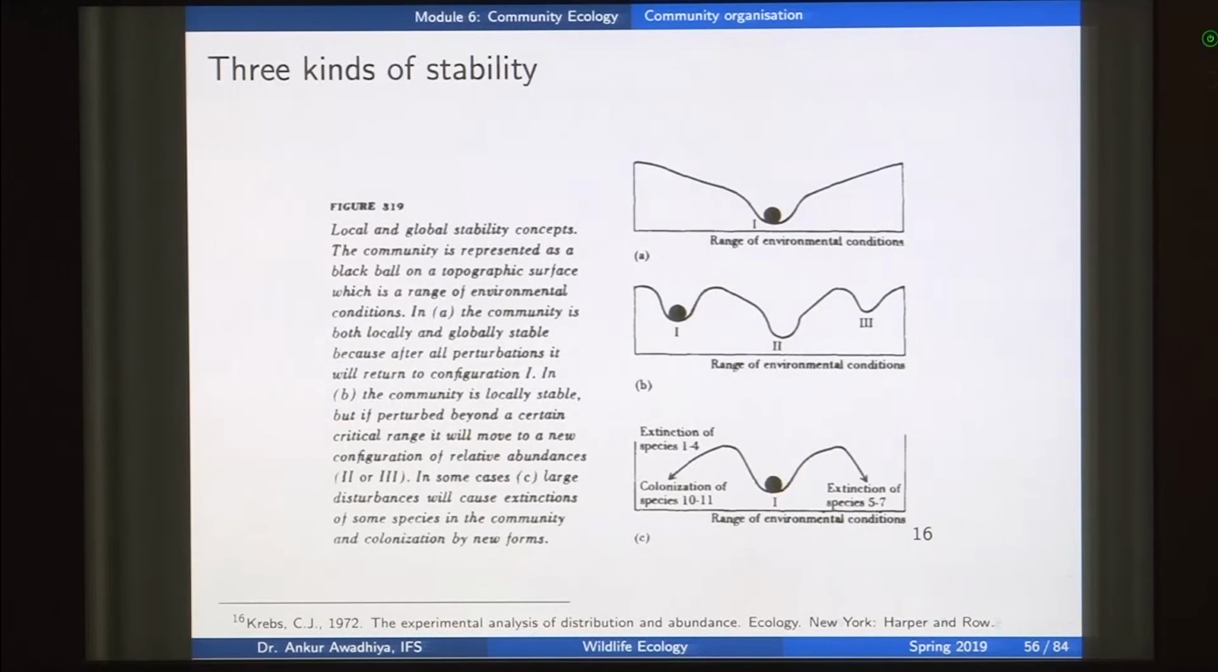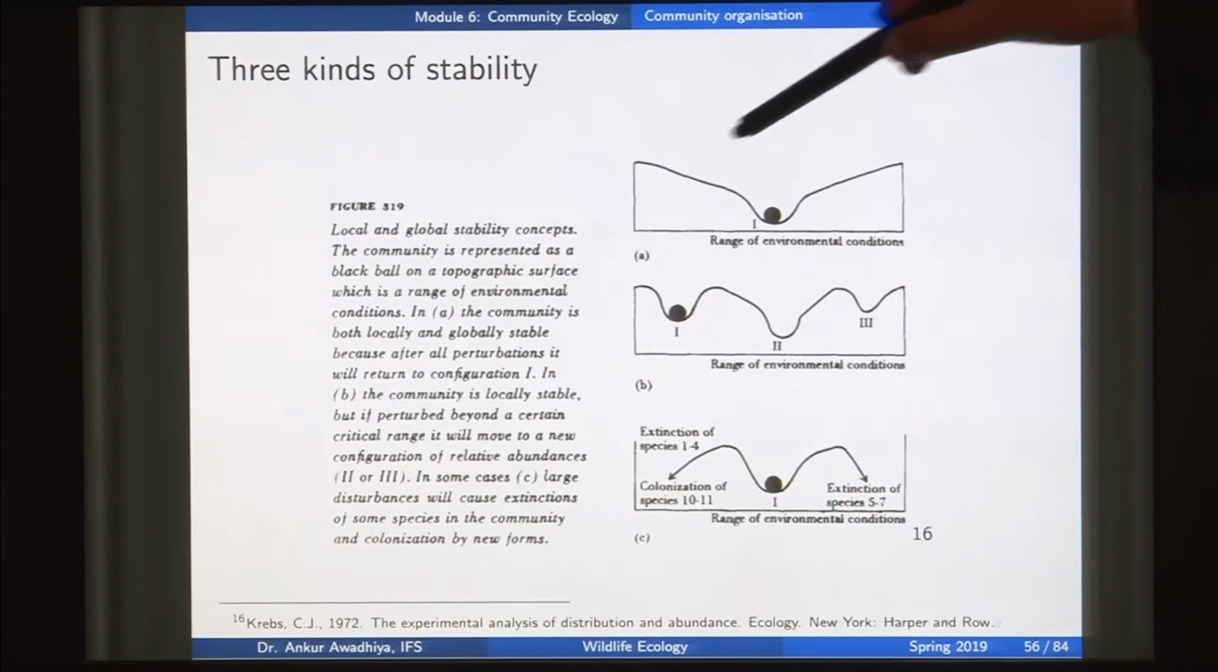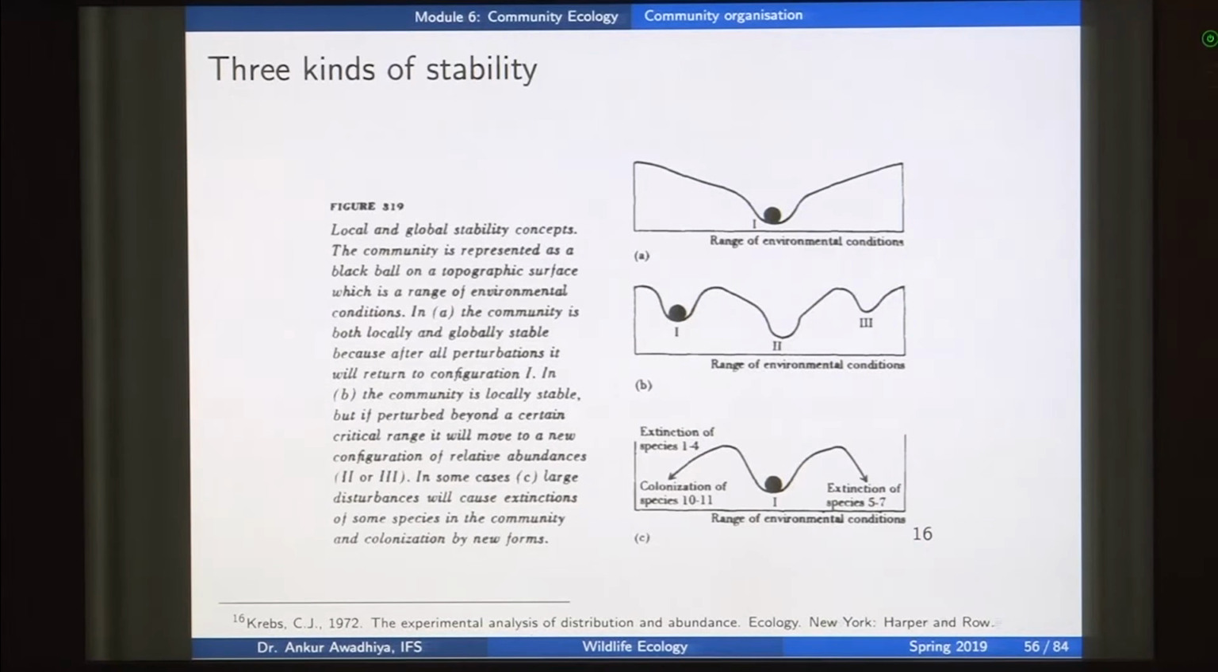So, in the context of a community, this is a community that is in such a state that whenever you take this community to some level of disturbance, it is always able to come back, and it will always come back to the same initial state, because this is a global stability.